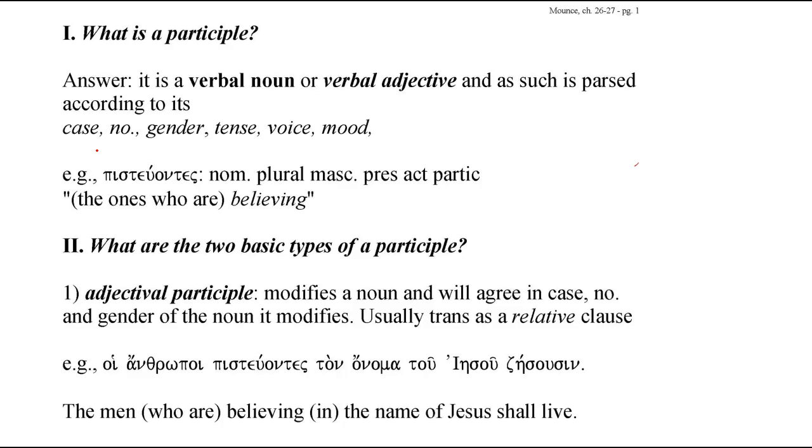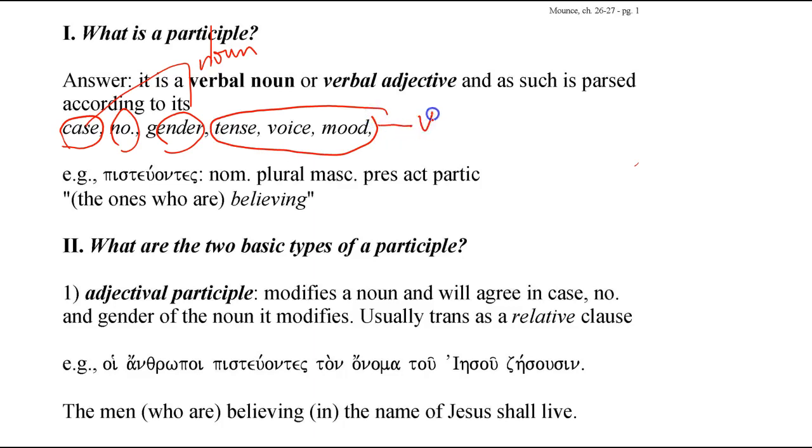The Greek participle is what we call a verbal noun or verbal adjective. Grammatically, it has components that resemble a verb, and grammatically, it has components that resemble a noun. So when you parse the participle, you'll be parsing it by case, number, and gender. So this is the noun part. And then you'll also be parsing it by tense, voice, mood, and that's the verb part.